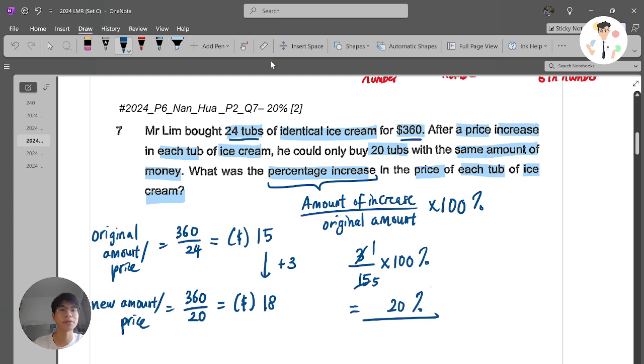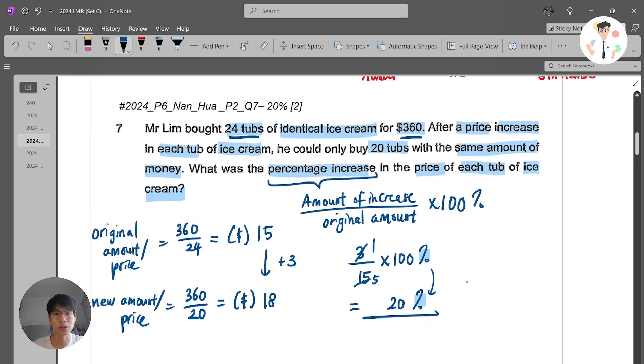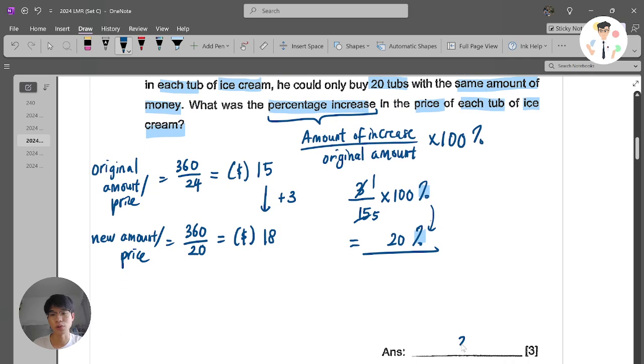Again, the same reminder I want to give you: do not include the percent in your calculator, because this percent I need to keep here. Okay? And that's it for this question. It's not a hard question, but definitely a question that is worth trying. So this is actually a 3-mark question, not a 2-mark question. So this is 20%.